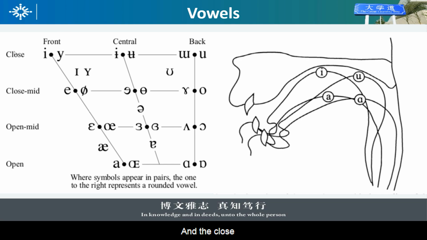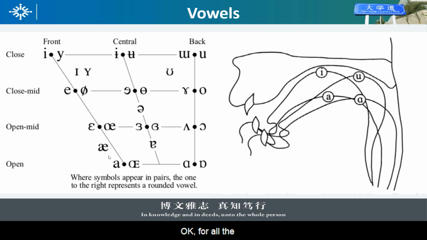And for the closed vowels, it means you close your mouth as much as possible. You lift your tongue. And for the open vowels, that means you open your mouth, which means you lower your tongue. Lift, lower. Okay? So I'll show you how to pronounce them. Let's first discuss the front vowels.